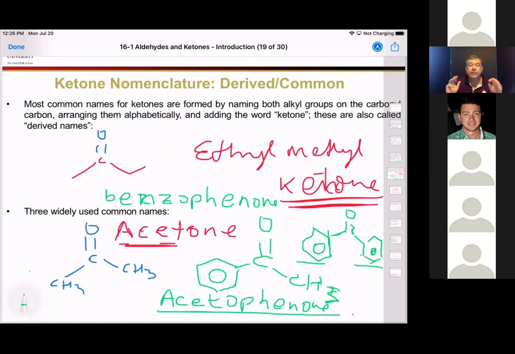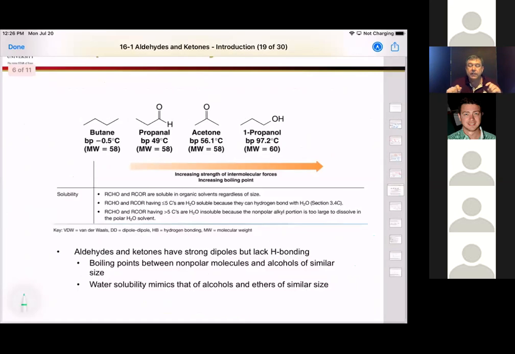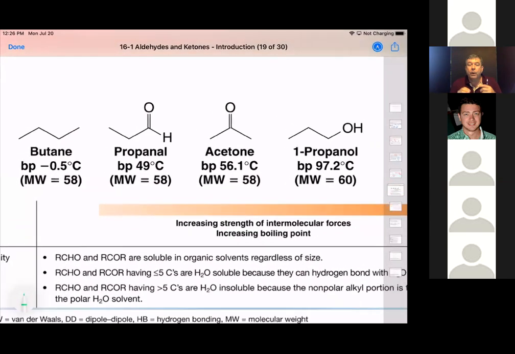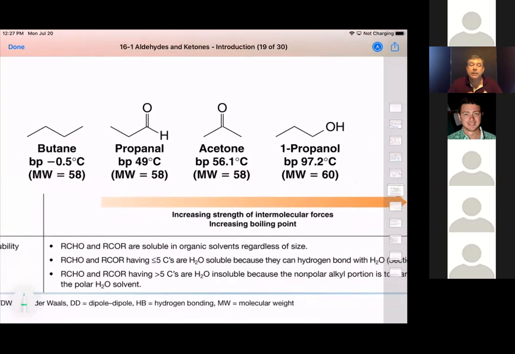Okay, so let's move on and talk about properties and how these are different from some of the other functional groups we talked about so far. So the first thing I want to talk about is the different types of bonding available to us from what we'd seen in other systems. So if we look at the boiling points of different materials, we're going to see that butane or all alkanes only have those van der Waals forces, those low dispersion forces. And so they have very low boiling points because that's an induced dipole interaction. Those are very weak interactions.